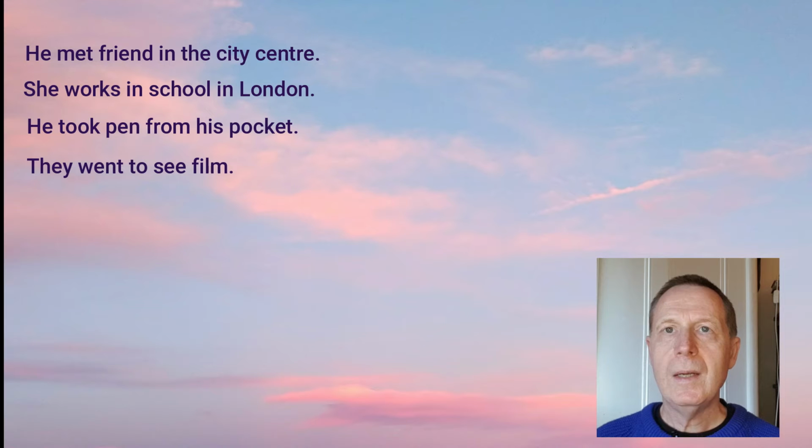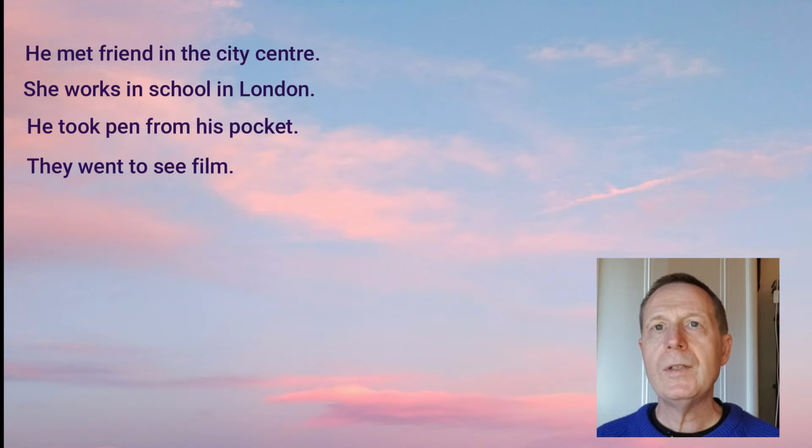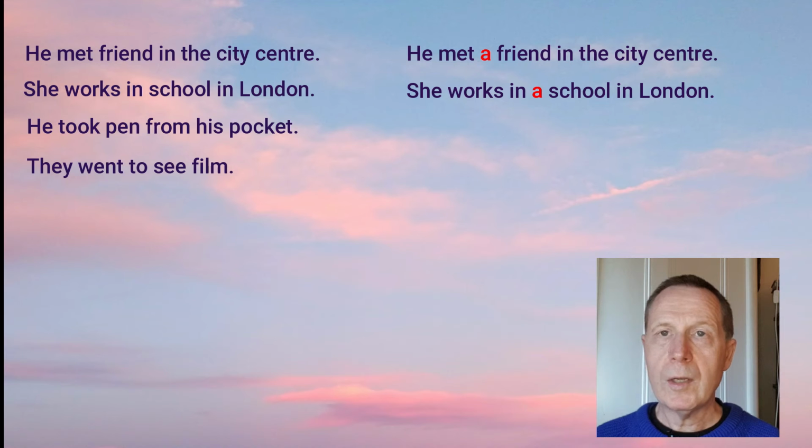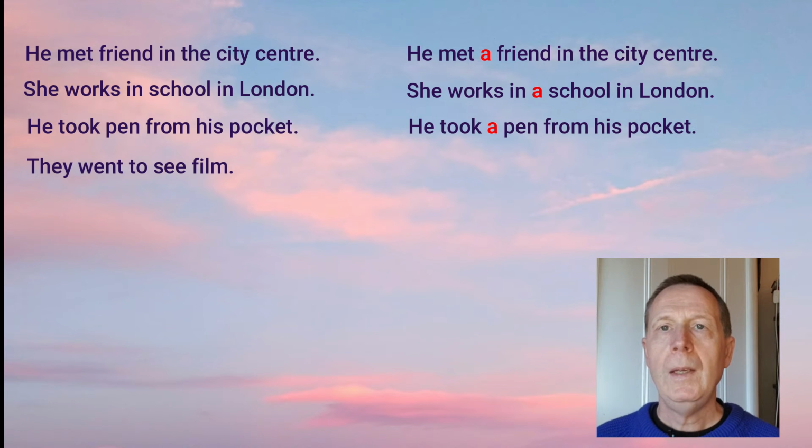In these sentences, it is not important to specify the friend, the school, the pen, or the film, so we have to say, he met a friend in the city centre. She works in a school in London. He took a pen from his pocket. They went to see a film.